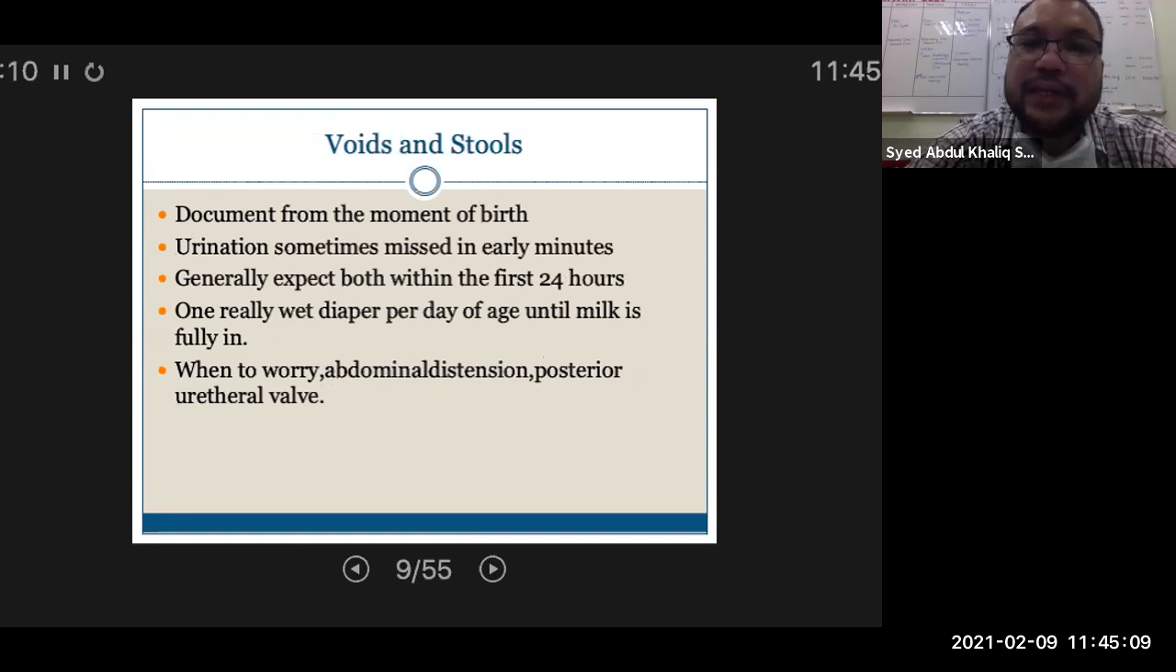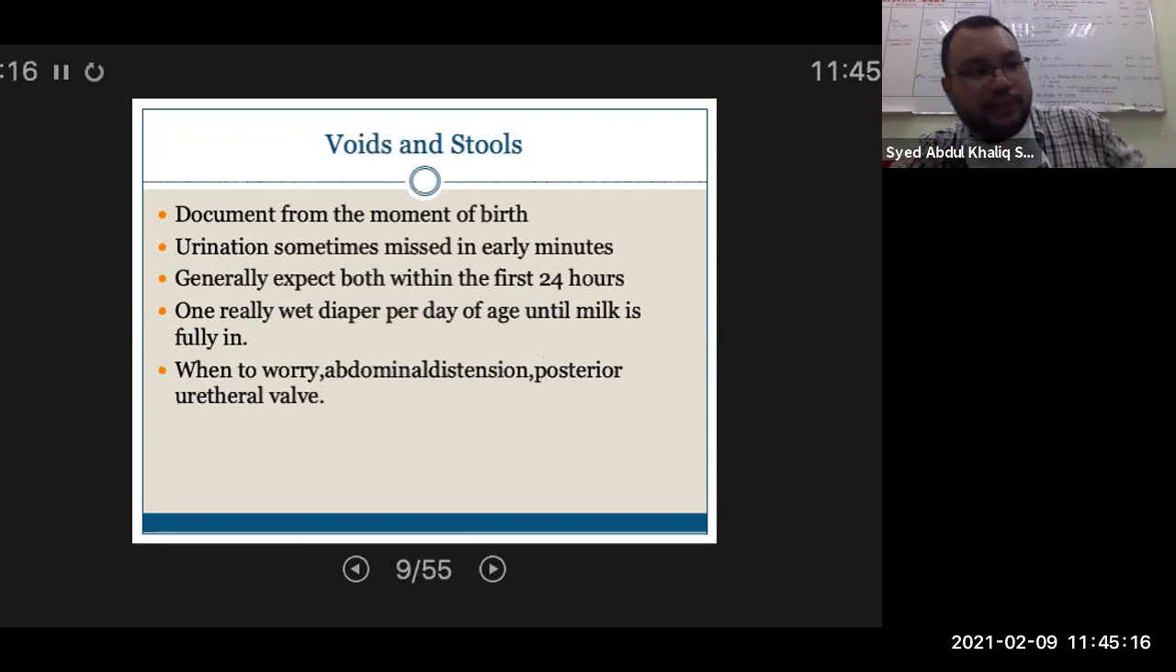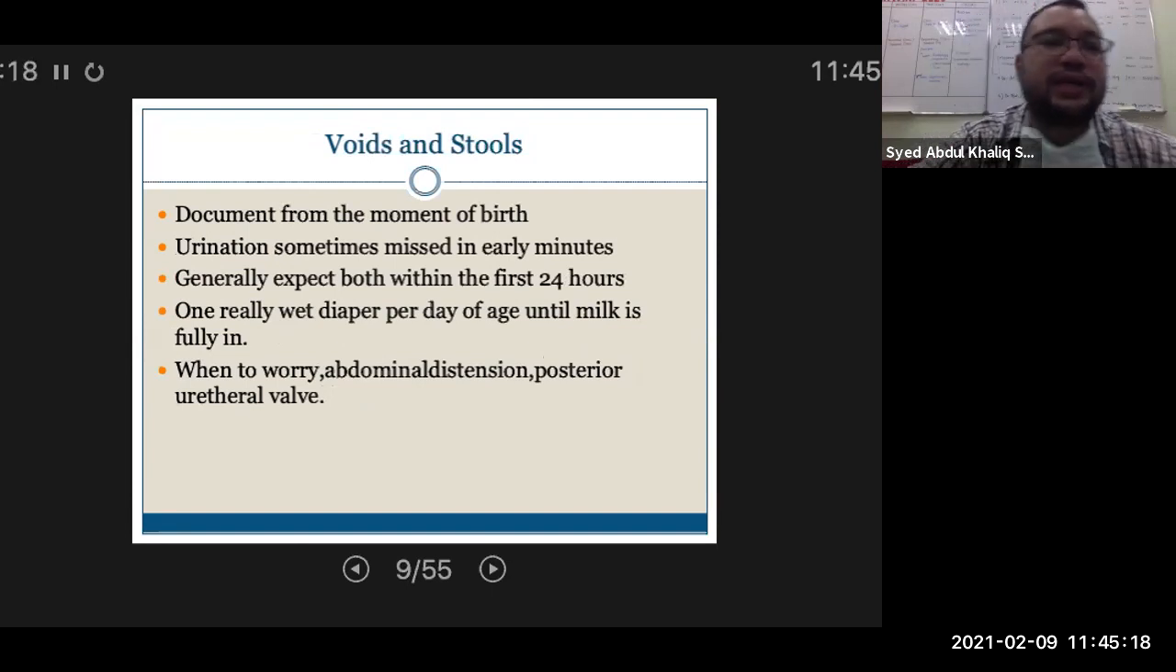Kalau sometimes baby dia pass urine at birth, dekat atas tempat kita resuscitate tu dia pass urine. So kalau ada, kita kena document. But sometimes baby tu ada banyak fluid dekat dia, kadang kita tak perasan kalau baby dah pass urine. So kita kena try and look for it. Okay, alright.